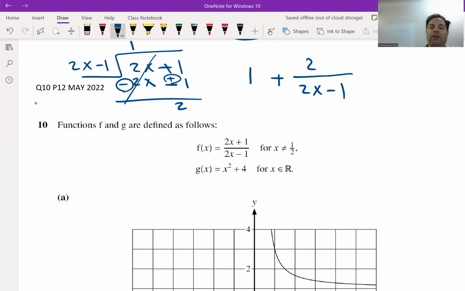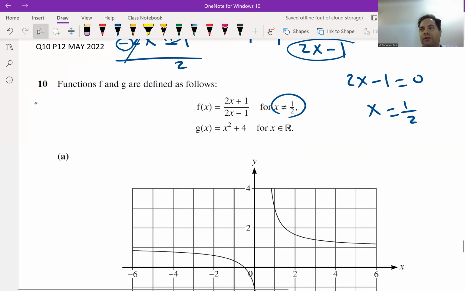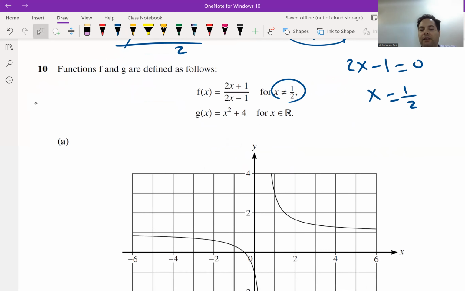How? Do you remember how to sketch the graph of 1 over x? Then you can sketch the graph of 2 over 2x. But the minus 1 is a translation. So if you set 2x minus 1 equal to 0, you can find the vertical asymptote line, which is at 2x minus 1 equals 0, so x is equal to half. This is why x = half is undefined. The function is not valid.